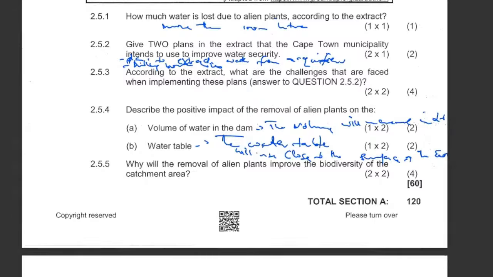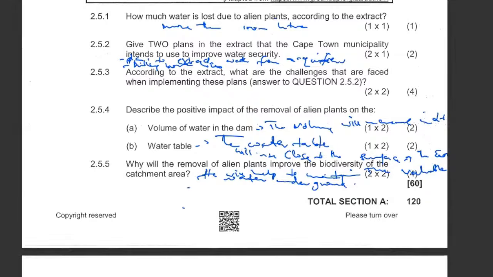Why will the removal of the alien plants improve the biodiversity of the catchment area? So why will it improve? Because it will help to maintain the valuable water underground, which is now being used by the alien plants, or the biodiversity.